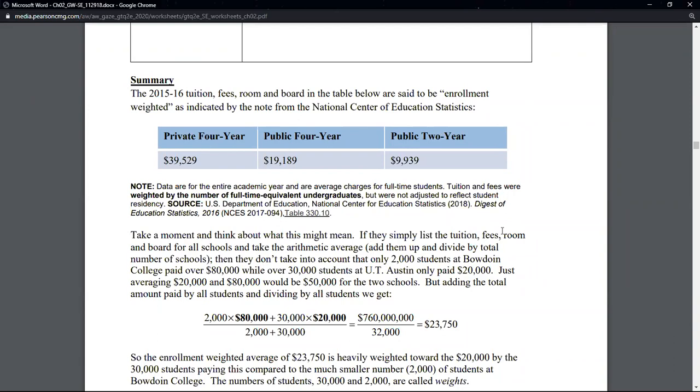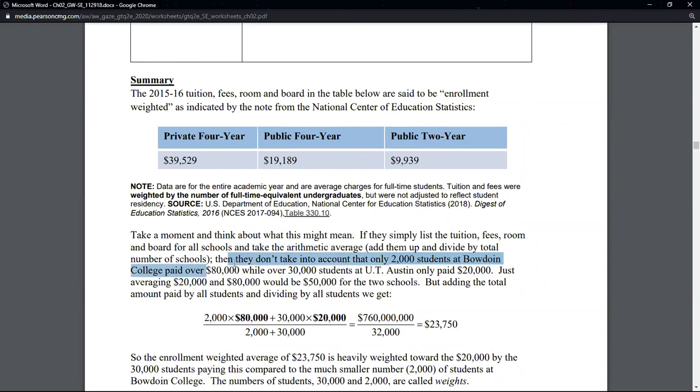If they simply list tuition, fees, room and board for all schools and take the arithmetic average, which means add them up and divide by the total number of schools, they don't take into account the fact that there's only 2,000 students at Bowdoin. I don't know how to pronounce that. This has been at least 3 semesters of laughing at that.